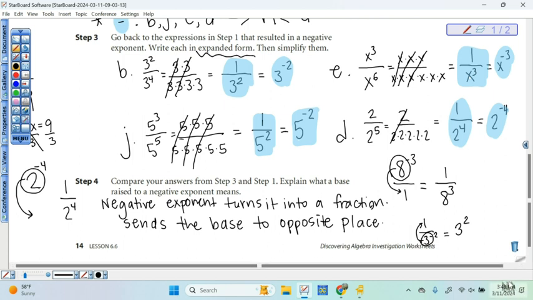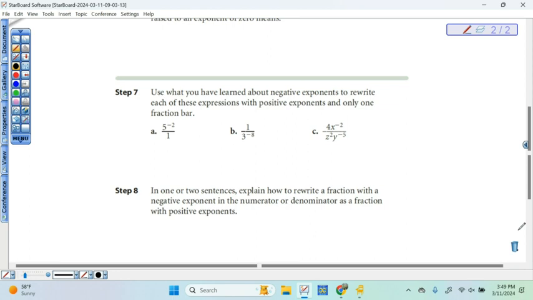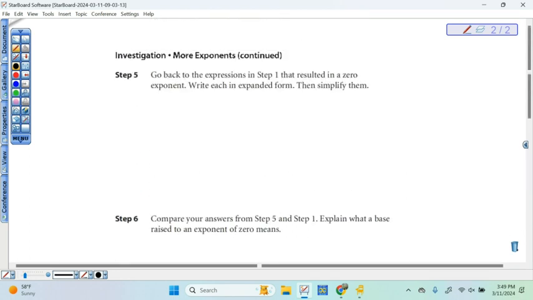Okay, let's look at step 5 really quick together, please. And I want to explain why this is true. Why anything raised to the 0 power is always 1. So can you tell me which letter in step 1 resulted in a 0 exponent? C. Let's look at C. That was 7 to the 4th over 7 to the 4th. I'm not going to do all of them. I'm just going to do one. I think it's enough.